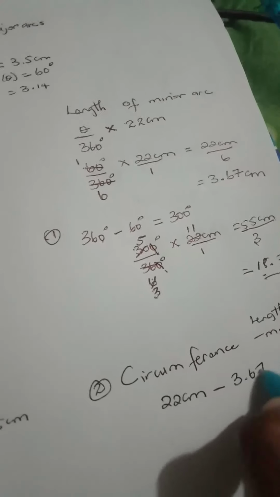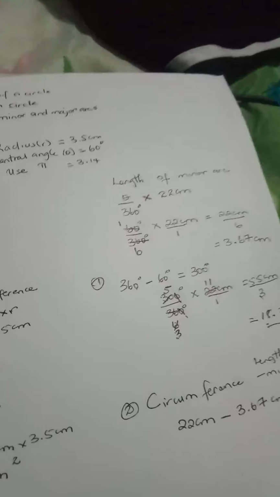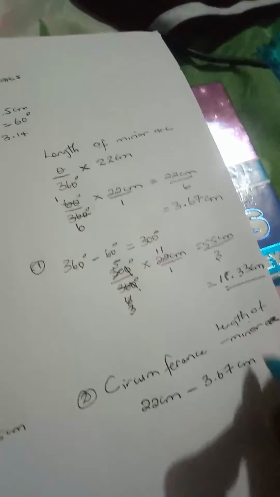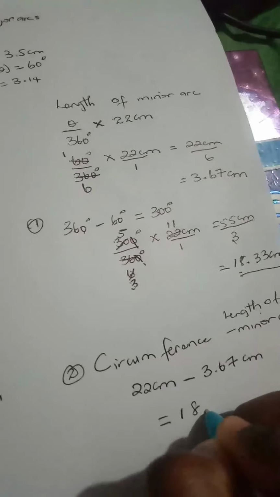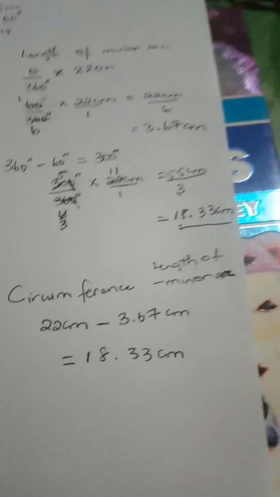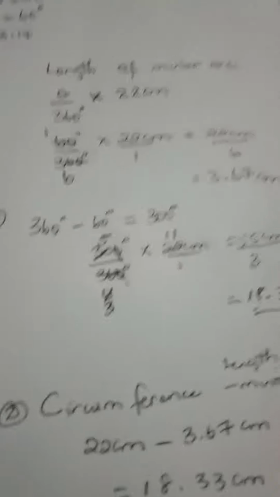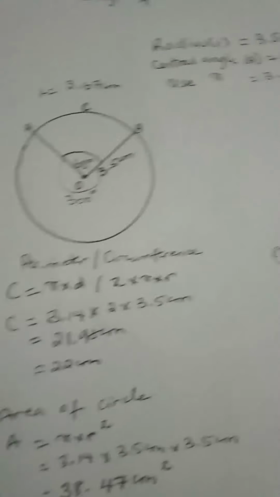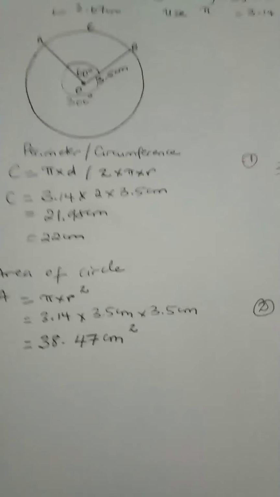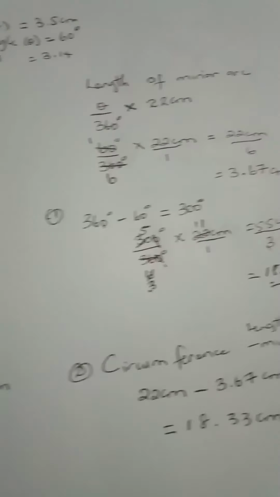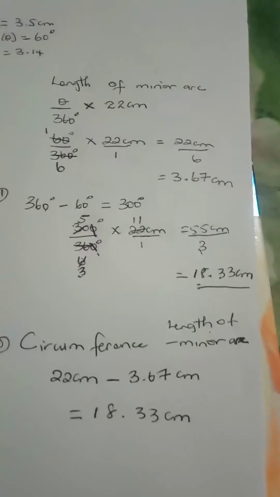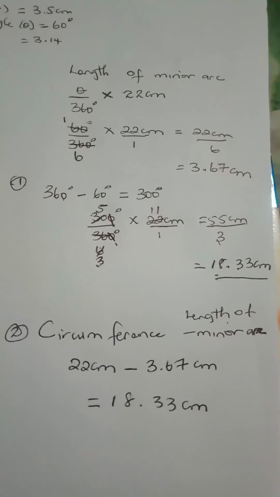subtract 3.67 centimeters, and if you work it out on your calculators, you're going to get 18.33 centimeters. All right, so there you go. We just looked at finding the circumference or perimeter of the circle, the area of the circle, as well as finding the length of the major and minor arc of the circle that's given.